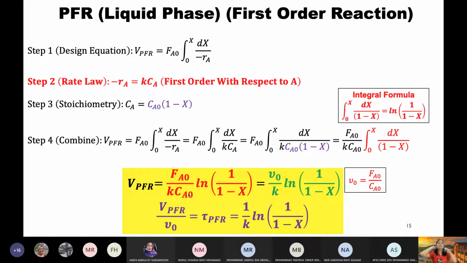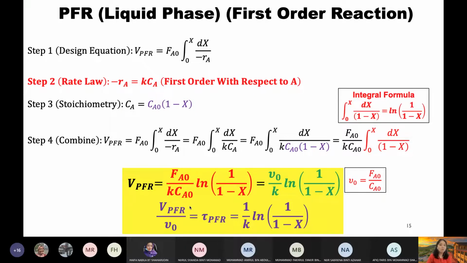Katakan dalam information tu, kamu tak tahu Fa naught dan Ca naught. However, let's say kamu tahu epsilon naught. Apa tu epsilon naught? Epsilon naught adalah volumetric flow rate. Fa naught molar flow rate, Ca naught concentration. Katakan kamu tak tahu initial molar flow rate of A, Fa naught, dan initial concentration of A, Ca naught. So, kamu tak tahu dua ni, macam mana kita nak solve?